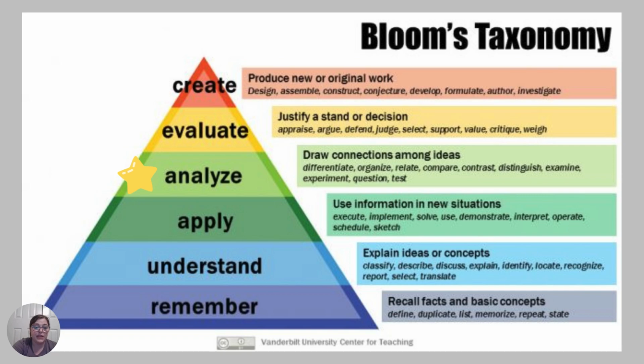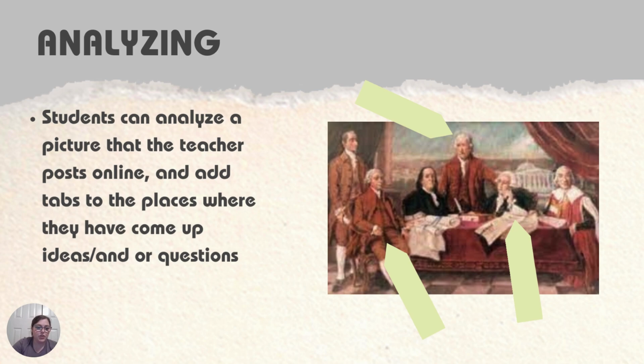Another level of Bloom's taxonomy is the Analyze tab. This is where we draw connections among ideas, differentiate, organize, relate, compare, contrast, distinguish, examine, and experiment. I currently teach U.S. history and Texas history, and one thing that is really big in this level is we use a lot of picture analysis to try to see what the people were feeling, what they were going through, all of that kind of thing during the picture or whatever it is that is going on.